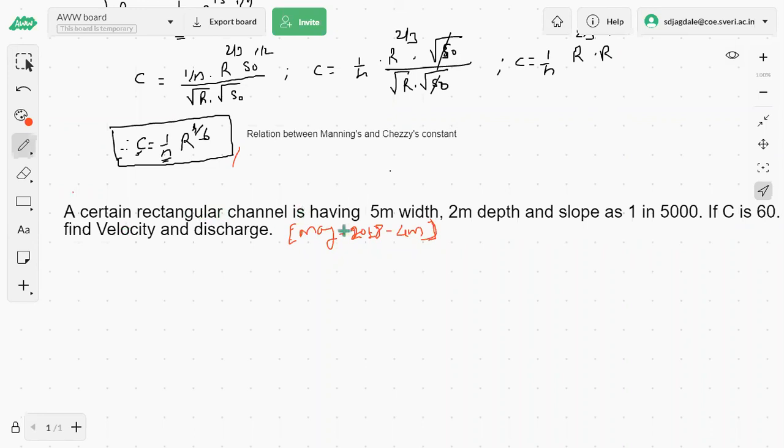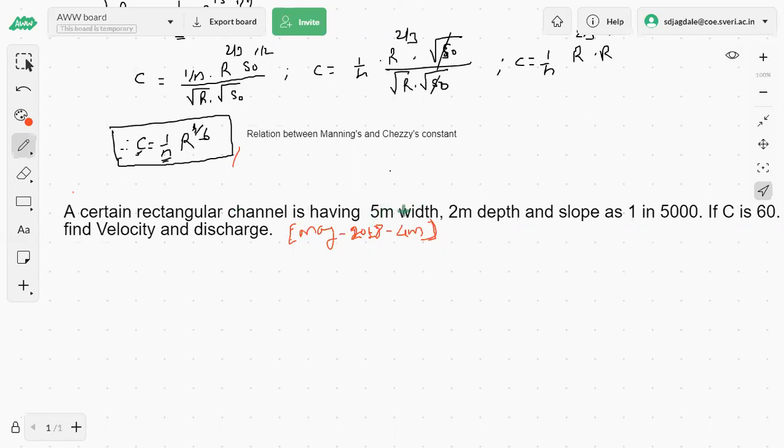It was asked in May 2018 for 4 marks. What they had given and what they asked: a certain rectangular channel is having a 5-meter width, so base width is given to us, and 2 meters as a flow depth, with bed slope as 1 in 5000. That is, the canal given to us is rectangular, and for its cross section they have given us the information.